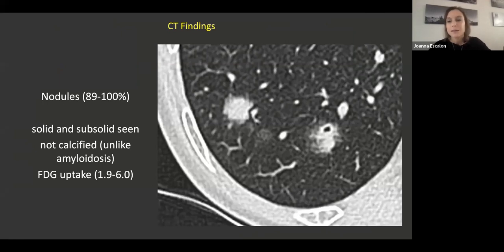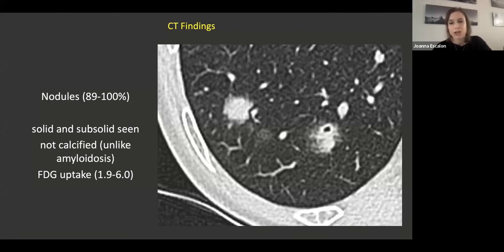What are you going to see typically in light chain deposition disease? Most of them have nodules. So that's going to be in like 89 to 100% have some sort of nodules. They're usually solid or subsolid. They're usually not calcified, unlike amyloidosis. And they can even be FDG avid, which won't help you.